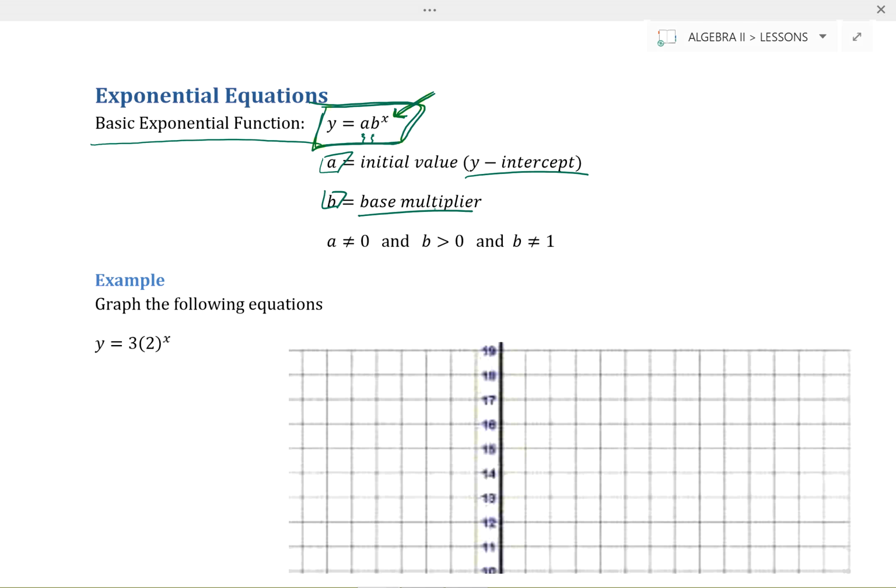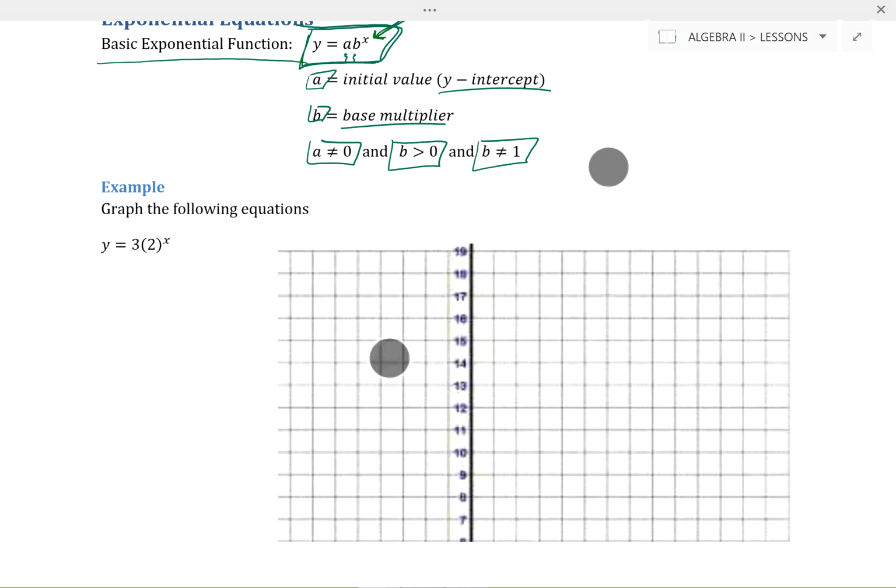Now a couple restrictions really quick. A cannot equal 0. If a equals 0, our entire function equals 0 because everything is multiplied by a. Two other restrictions we have on the value of b: b must be greater than 0. We're not going to take a look at negative b values. And also, b cannot equal 1. If we have b equals 1, we have a constant equation that is essentially a horizontal line at the value of a.